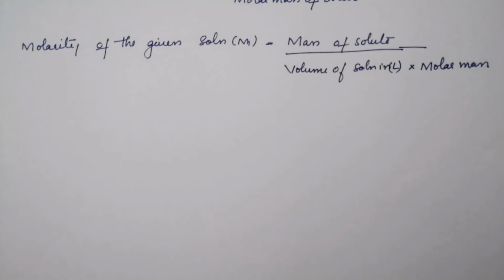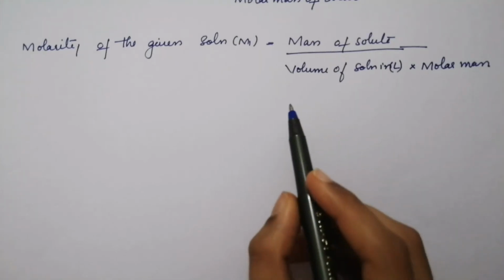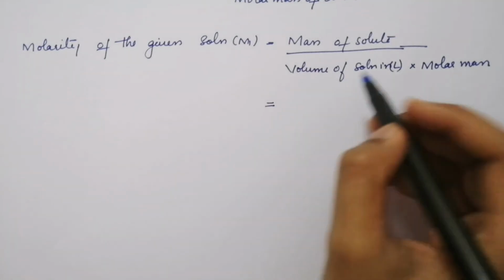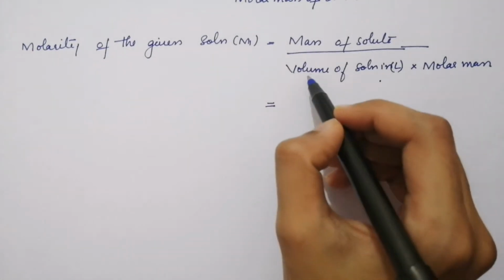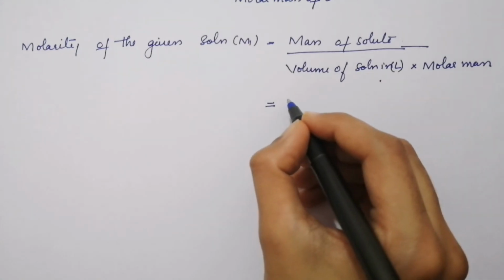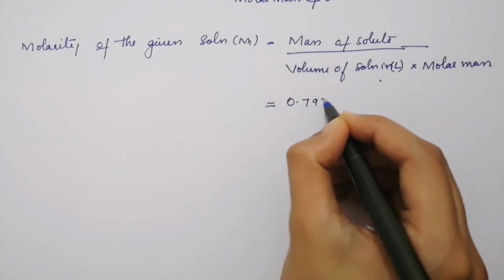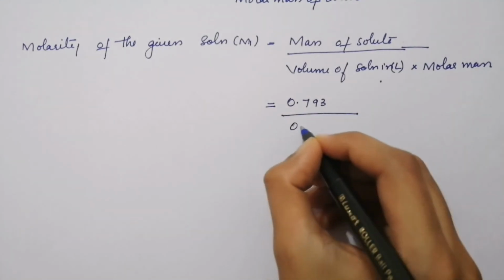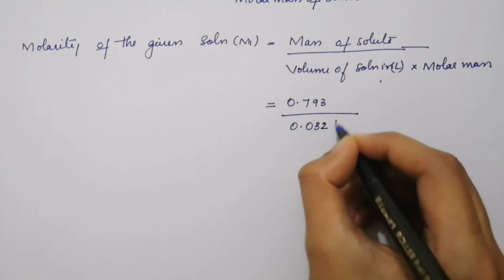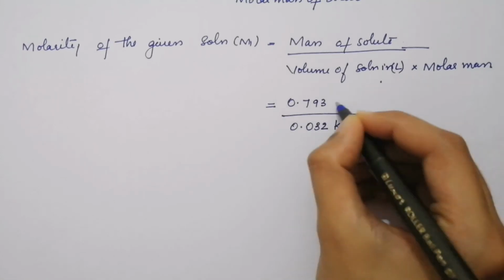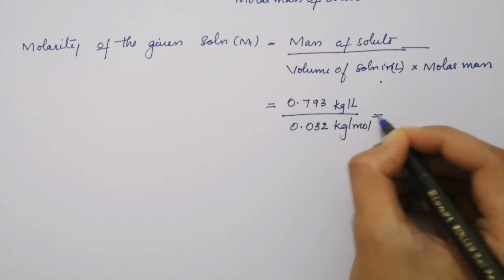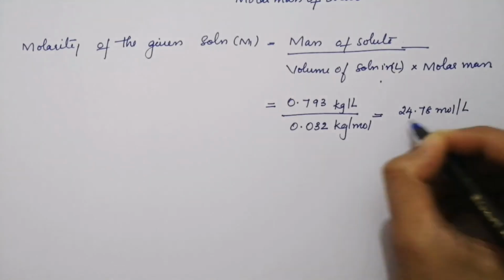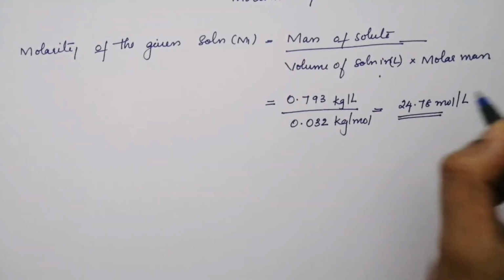So the molarity of the given solution is the mass of the solute by volume of solution in liter into molar mass. Substituting the value, mass of solute by volume of solution is mass by volume, that is density, which we know from the question as 0.793 kilogram per liter divided by the molar mass, which we calculated as 0.032 kilogram per mole. Solving this, we have 24.78 moles per liter. This is the molarity of the given solution.